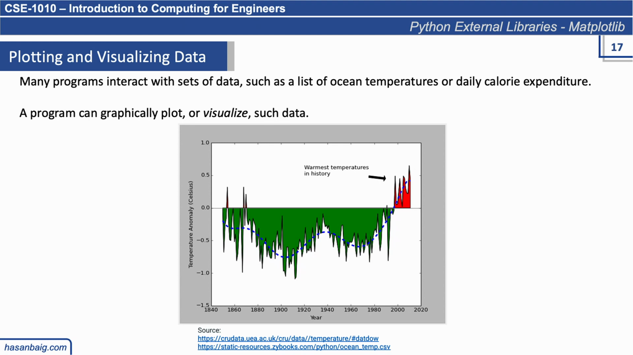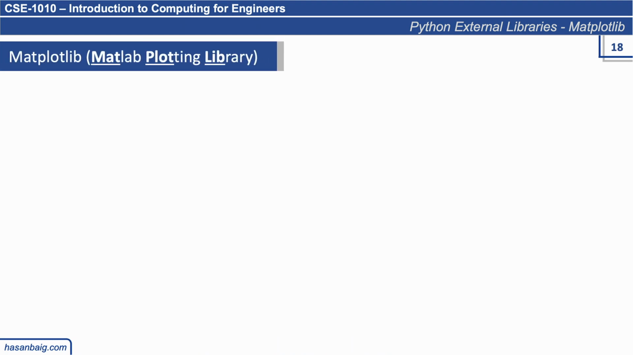Okay, so we have a library in Python which is called Matplotlib. It's a MATLAB plotting library. MATLAB is the name of the software which is widely used, and it has the capability of dealing with the data in the form of a matrix. So that's why it is named as a MATLAB plotting library.